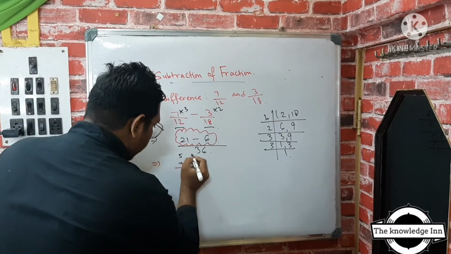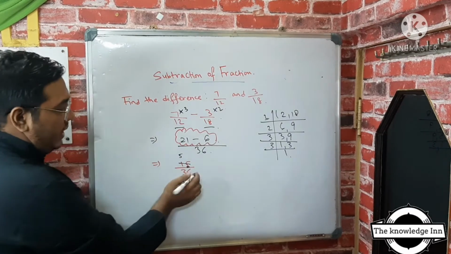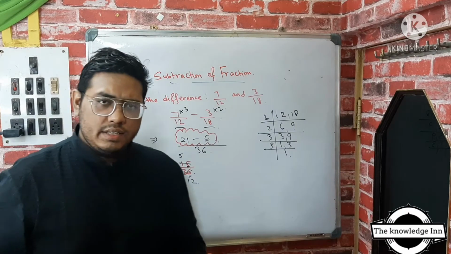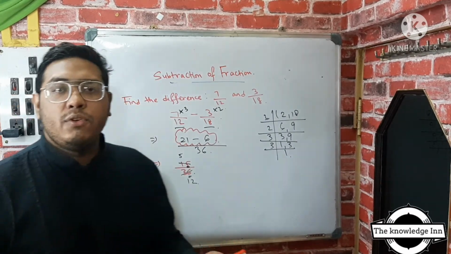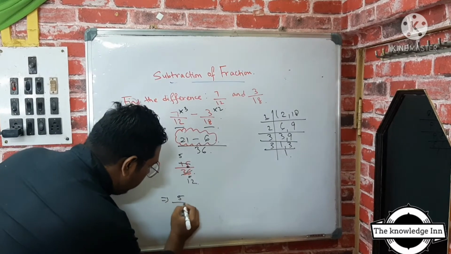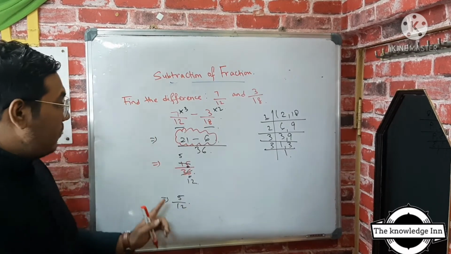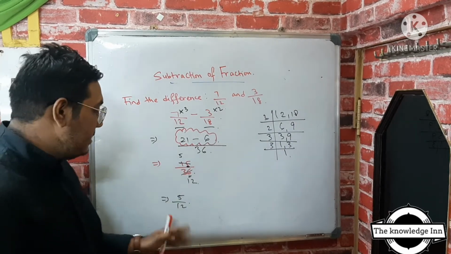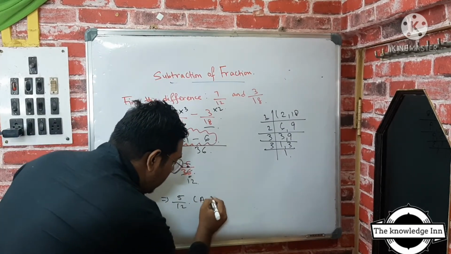3 fives are 15, and then 3 fours are 12. Simple, no rocket science. I'm telling you everything, otherwise you'll tell me that I didn't teach you. Simply, 5 by 12 is your answer, because it won't be divided any further. The numerator is smaller than the denominator. In this case, this itself will be the answer.